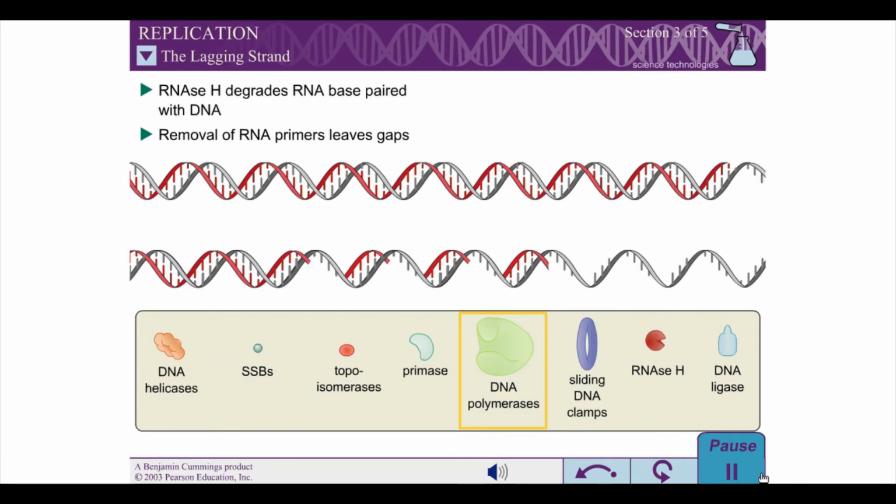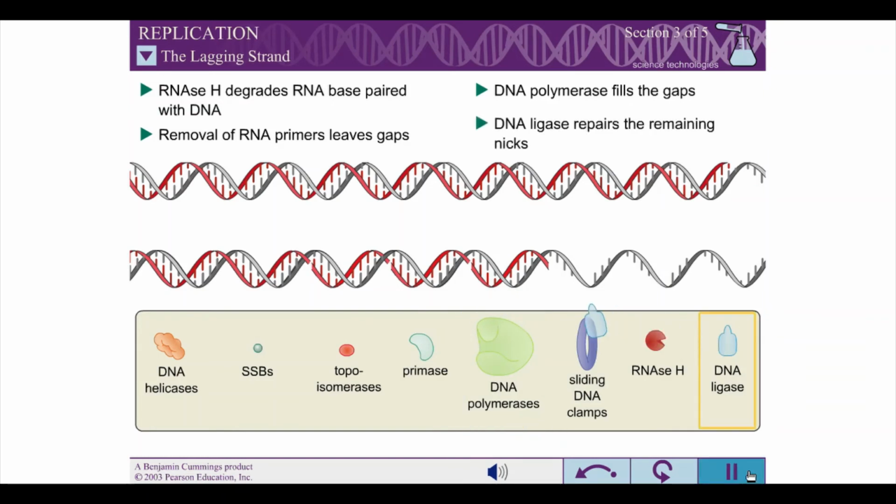Removal of the RNA primers leaves single-stranded gaps in the double-stranded DNA. These gaps are filled in by a DNA polymerase. Finally, the nick between the 3' hydroxyl of the repaired section and the 5' phosphoryl of the replicated section is repaired by DNA ligase.